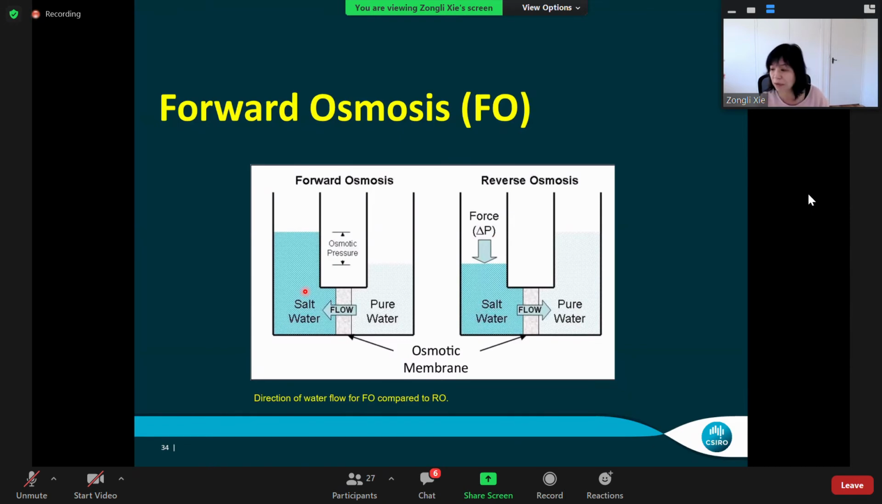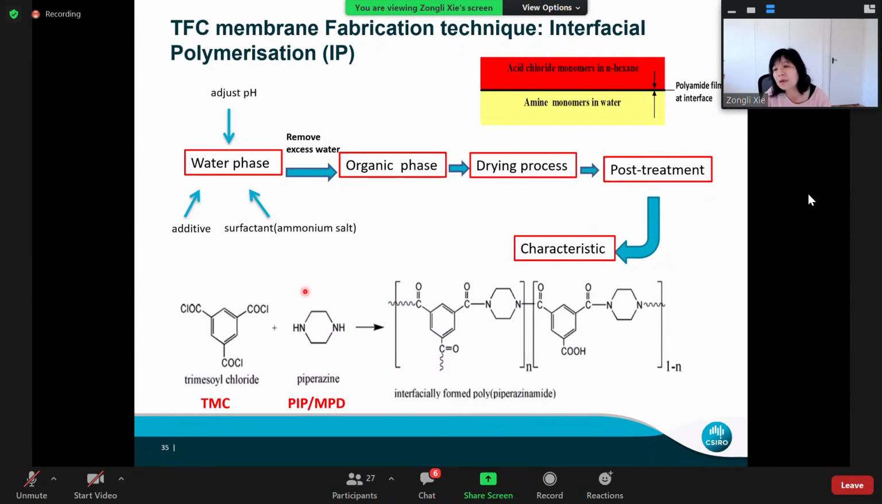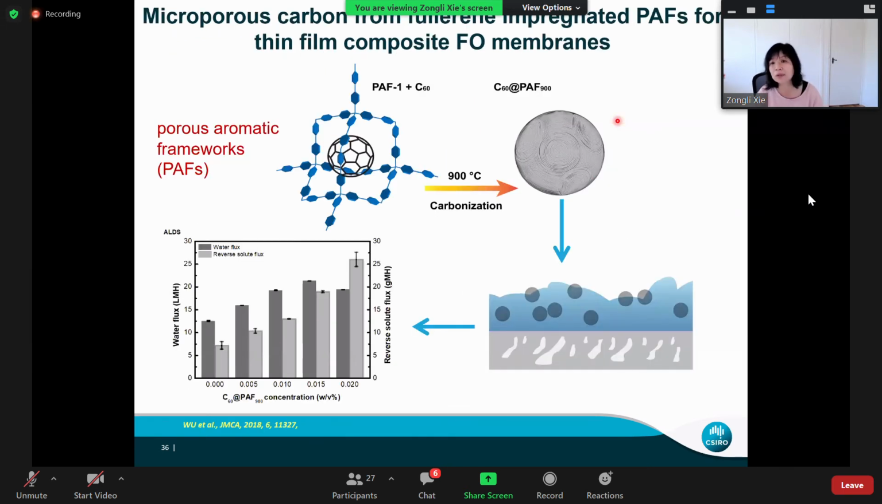The last one, I want to share some of our work on forward osmosis. I'll quickly go through this because I just realized I'm running out of time. I'll probably talk too much. For this one, we know that when forming thin film composite membranes, the interfacial polymerization process is important. We explored porous aromatic frameworks, in this case a carbonized porous aromatic framework, which forms an onion-like structure.